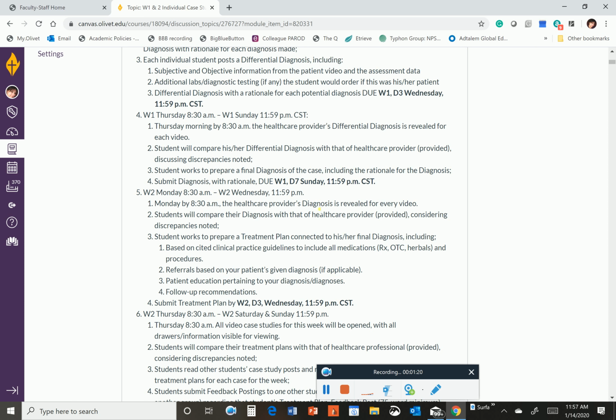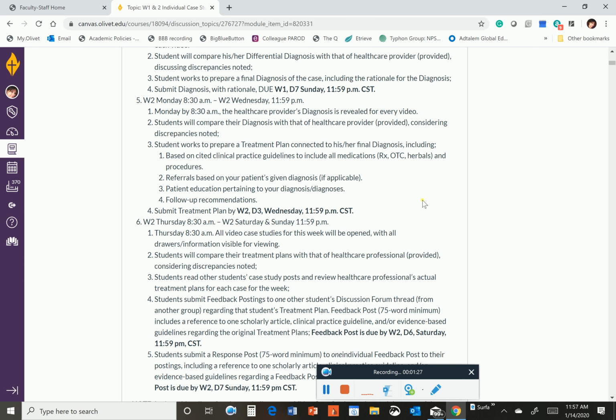So now here we go with week two. Yesterday, your healthcare provider's diagnosis was revealed. I want you to compare your diagnoses with that of the healthcare provider and notice any discrepancies. Go through each one and discuss any discrepancies that there may be. Then you need to develop a treatment plan. This is a big deal here. It can't just be a little paragraph.